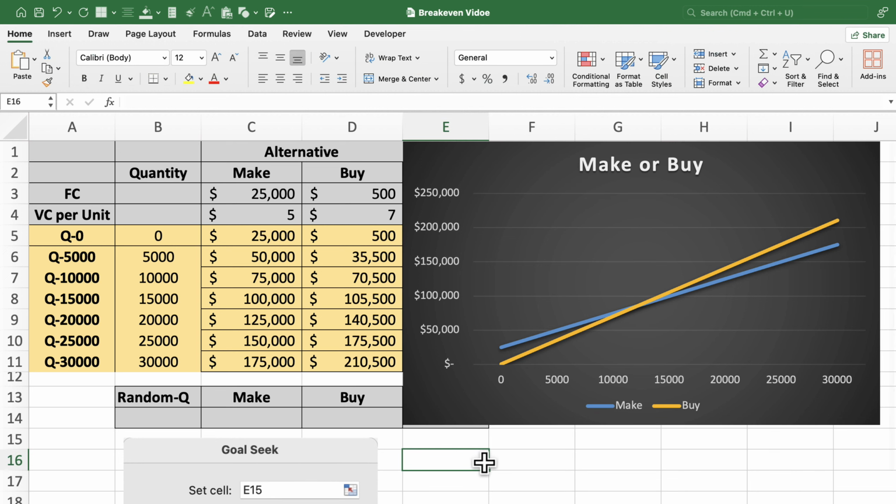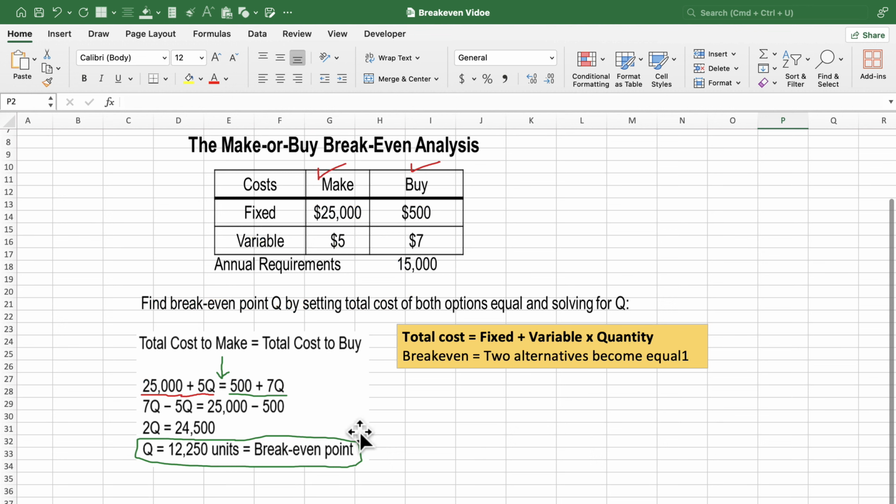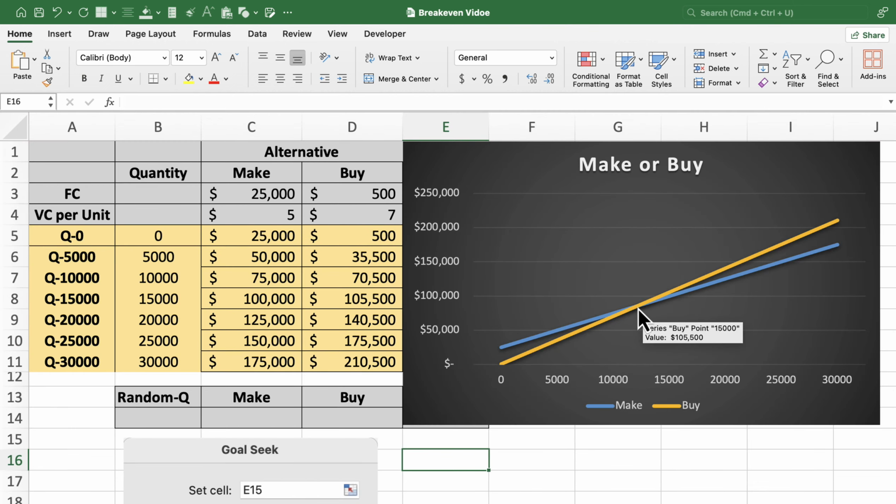Now the next thing is interpretation of this graph. In this graph, there are two lines. The yellow line represents the buy option, and the blue line represents the make option. One of the critical pieces of information in this graph is this intersection. We call this the break-even point. This break-even point is the same point that we had calculated earlier. So for instance, over here you can see when we calculated it earlier, it was 12,250. So this intersection point is 12,250.